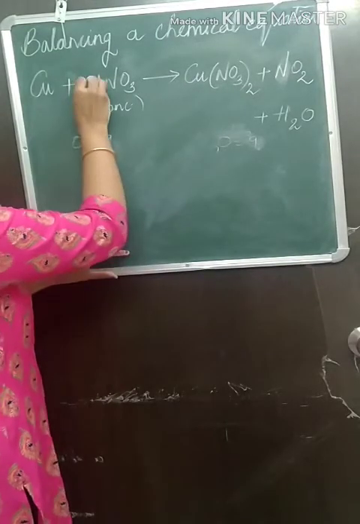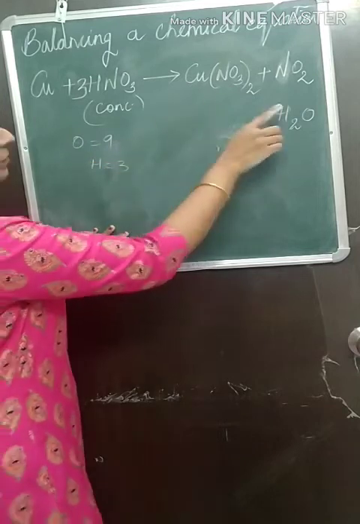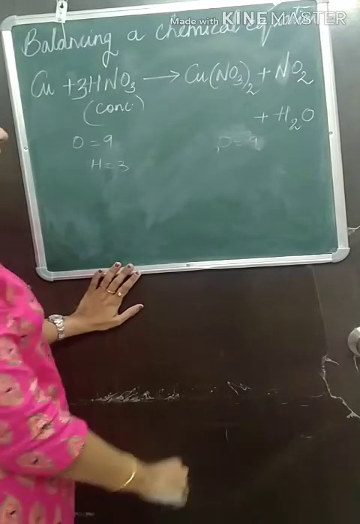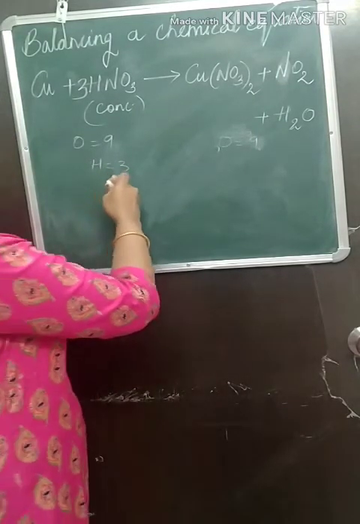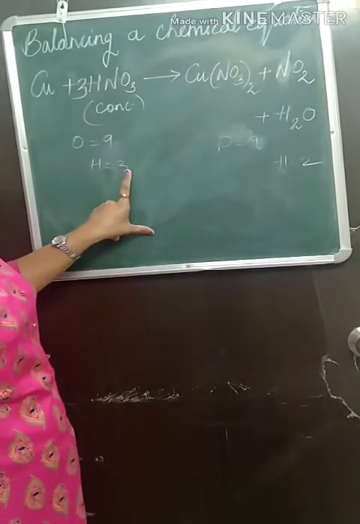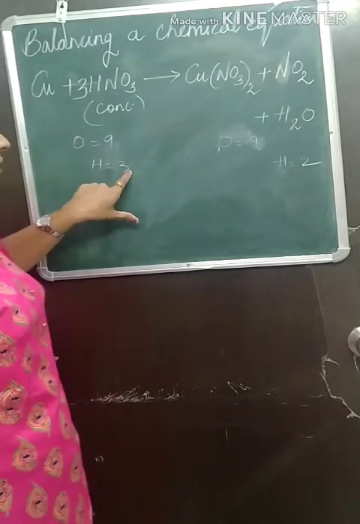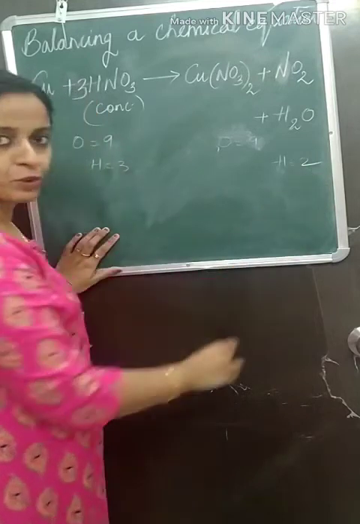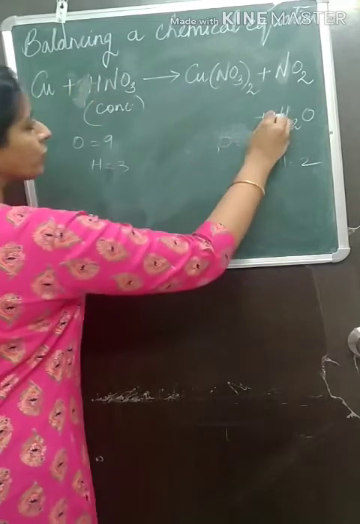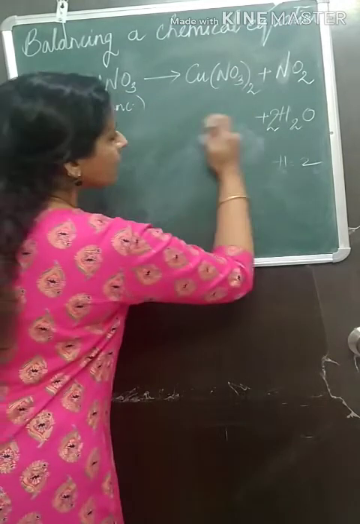Hydrogen. So here we have 3 hydrogen, and here we have hydrogen only 2. So what we will do is, we will try to make this hydrogen 4. So you will have to multiply here by 2, and here we will write 4. Now again we will have to restart.